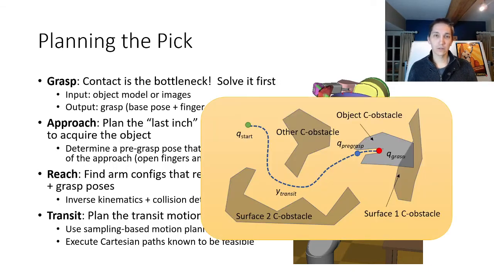So if you want to look at this in terms of a configuration space approach, the idea is that we have some sort of configuration space with obstacles. One of the obstacles is the object itself, and the robot can't collide with it except to make contact. And so the grasping pose is actually very deep inside of a narrow passage. The pre-grasp pose is a little bit farther outside of that narrow passage, and then the transit motion goes from the start to the pre-grasp pose.